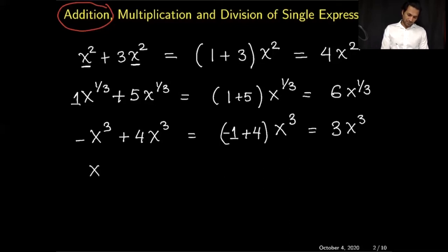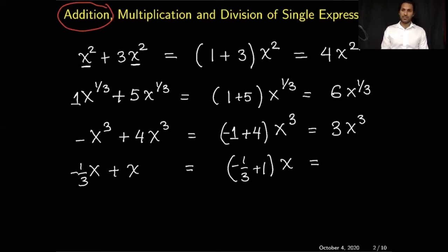One more example: let's suppose you have x, and you have to add -1/3 x. How do you perform that operation? As you can see, the exponent of both terms is x to the power 1. So I put x to the power 1 outside, and inside the parentheses, I put the coefficients of these two terms, and then I perform the addition or subtraction operation, whatever the sign they have. So 1 minus 1/3 is 2/3. So this will be 2/3 times x.